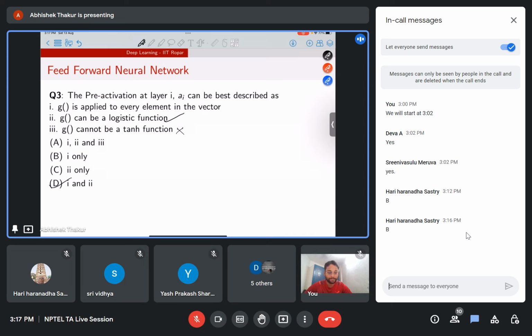Because we can apply G, like in the definition of a neuron we have seen, whatever input is coming, the weighted sum. Here, our output is G of whatever input is coming. So it can be applied to every element in the vector. Let's suppose W1 X1 plus W2 X2 is there, then it can be applied to each and every element in the vector.